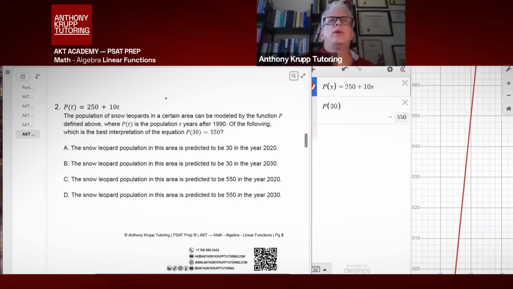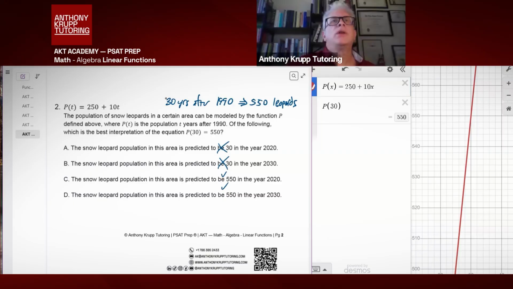So 30 years after, what was it, 1990? Yeah. We have 550 leopards. Good, leopards. Is it predicted to be 30, the population? Ew, no. Is it predicted to be 550? Why, yes. What year?